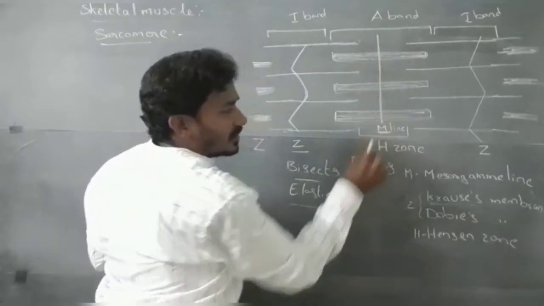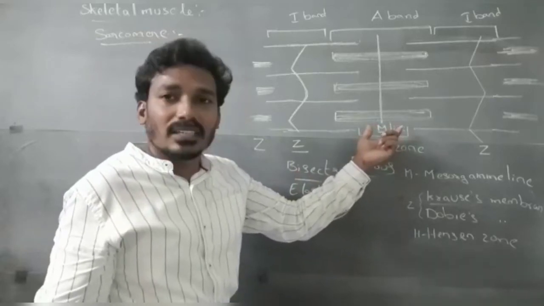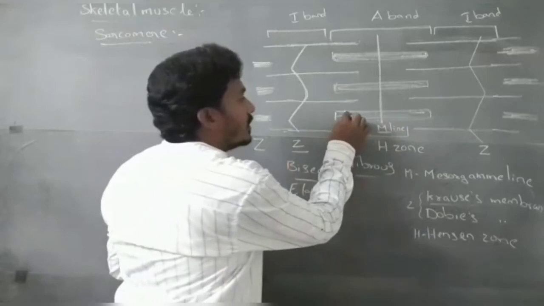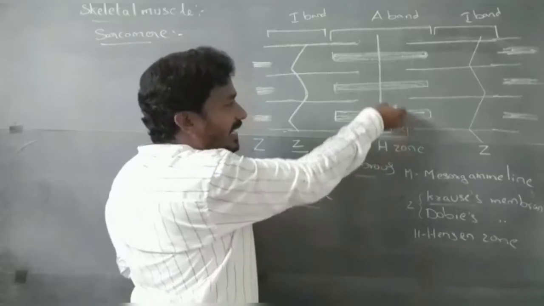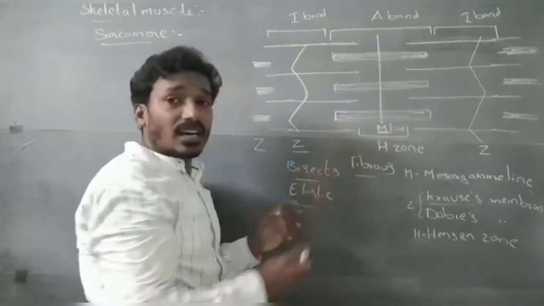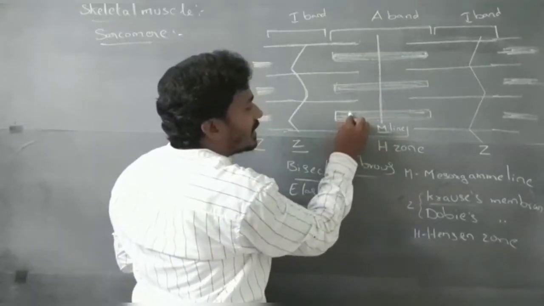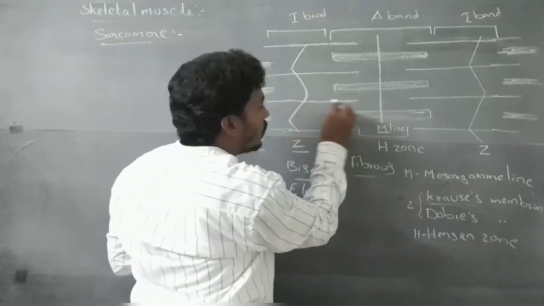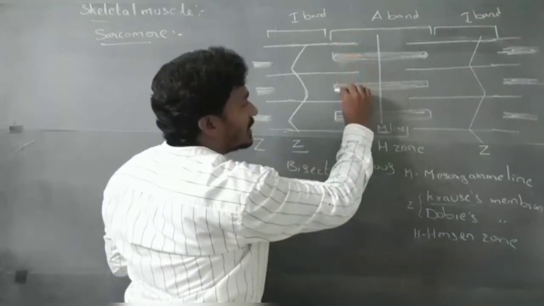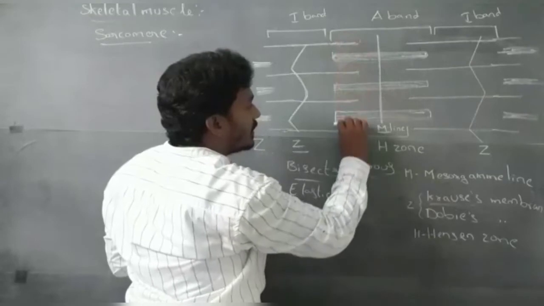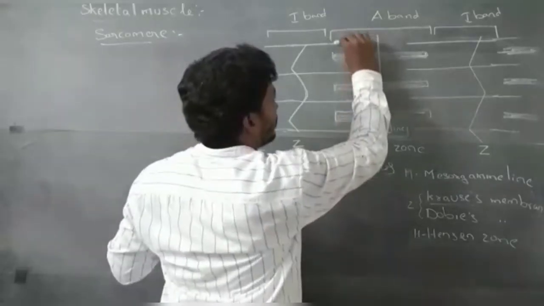The center of the A band is lighter than the edges of the A band. The edges of the A band are darker because the edges contain overlaps of the thin filaments. So this region is darker.